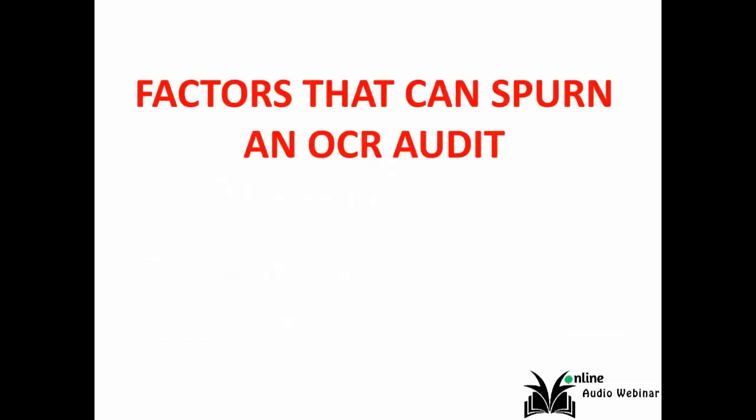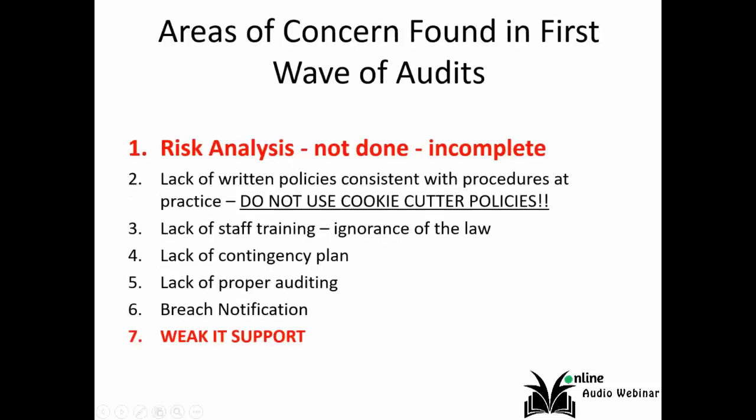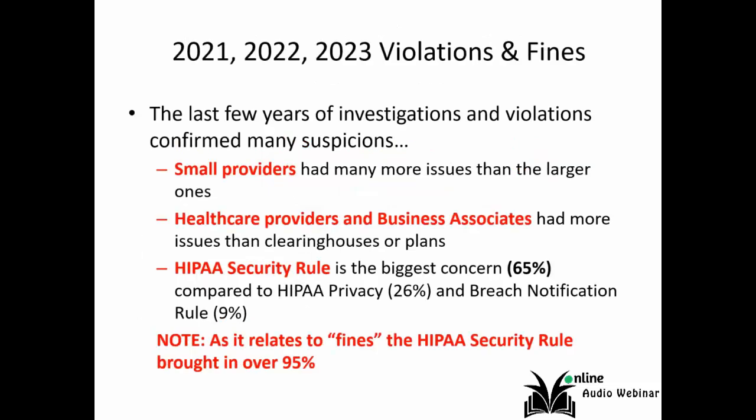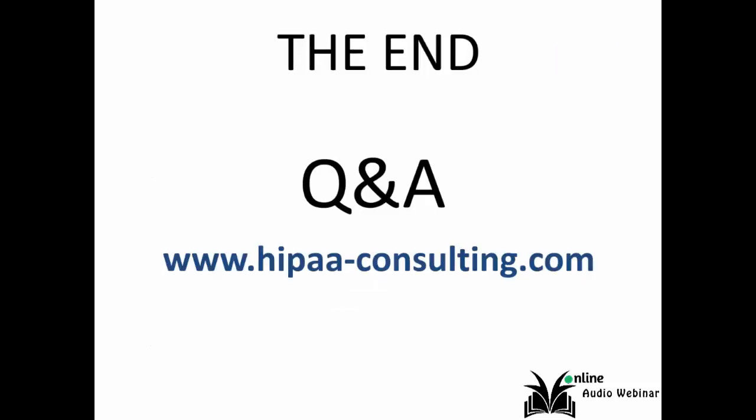A couple of factors can spur an audit. A breach, so we want to prevent those as best we can. Internal staff not being well educated, clicking on links they shouldn't. A disaster that did not go well. Areas of concern: risk analysis not done or incomplete. Policies not consistent with procedures. Cookie cutter templates that make no sense. Lack of education. The HIPAA Security Rule brings in most of the violations. Update policies annually.